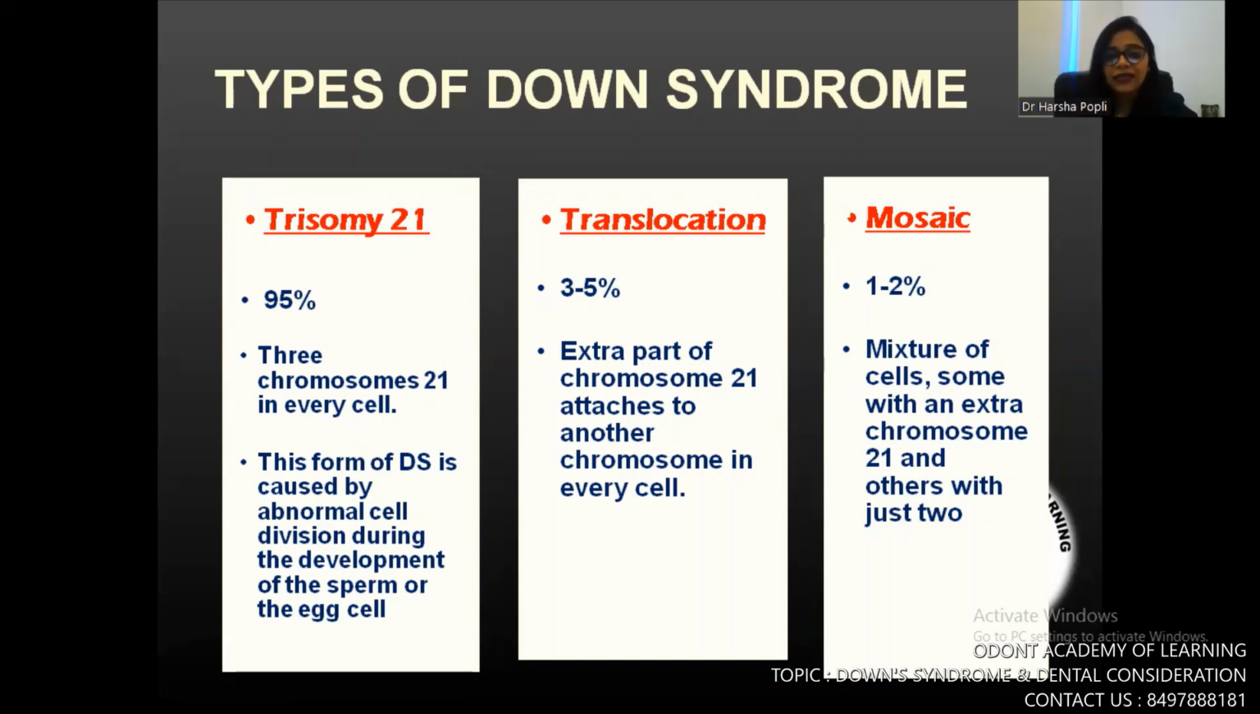The rate of translocation is 3 to 5%, which is the second most common. Mosaic is 1 to 2%. In this, there is a mixture of cells. Some cells will have 2 chromosomes, some will have 3. So it's a mixture pattern. Once again, the types of Down syndrome are trisomy 21, translocation, and mosaic. Trisomy 21 is almost 95% and the most common type. Down syndrome is also called trisomy 21.